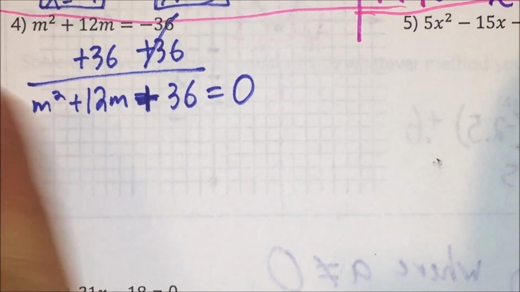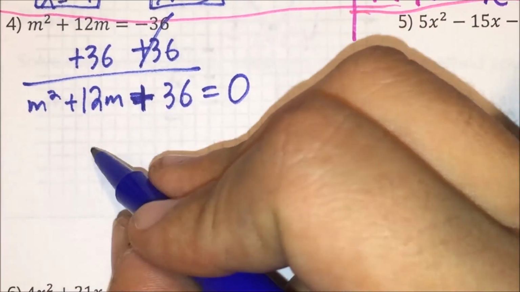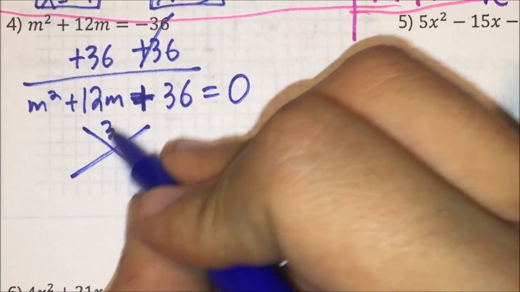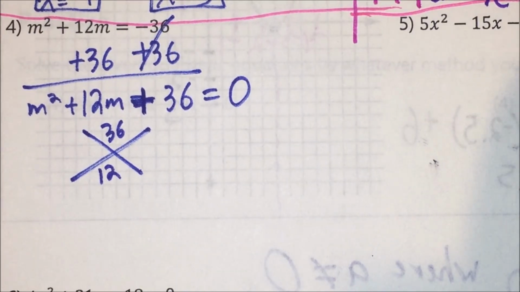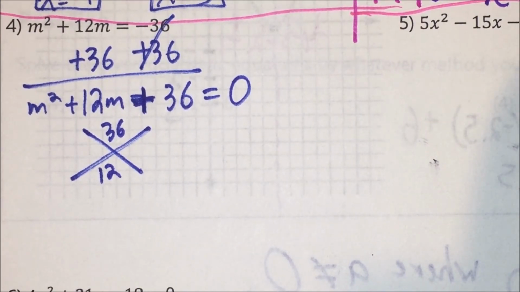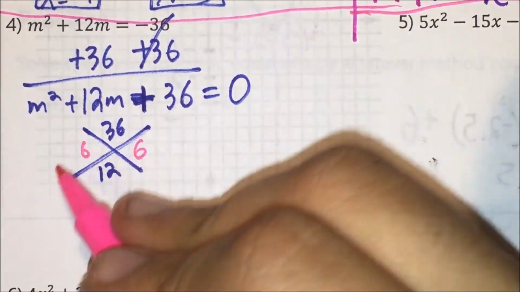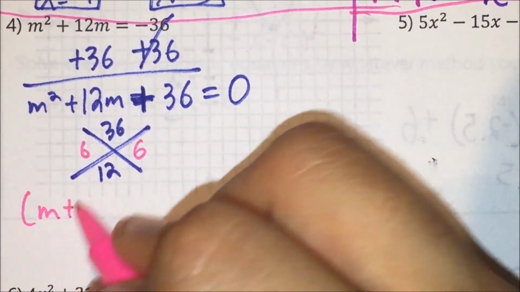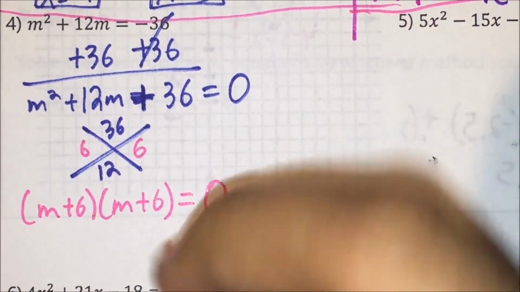So again, the number in front of m squared is 1. So let's give basic factoring a shot. Let's think about 2 numbers that multiply to 36 but add to 12. Well, the first ones that came to mind for me are 6 and 6, and in fact those 2 do add to 12. So this will factor into m plus 6, m plus 6 is equal to 0.